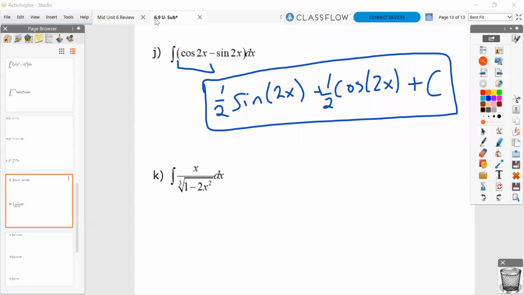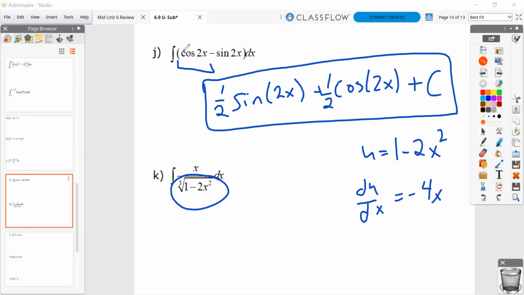All right, last one. We're doing u-sub on the denominator here. This is going to look like the following. I'm going to let u equal 1 minus 2x squared. This isn't a trig identity that we have because that's a cube root, and cube roots don't really deal with trig identities. Then we have du dx is going to be just negative 4x. So dx is equal to du over negative 4x.